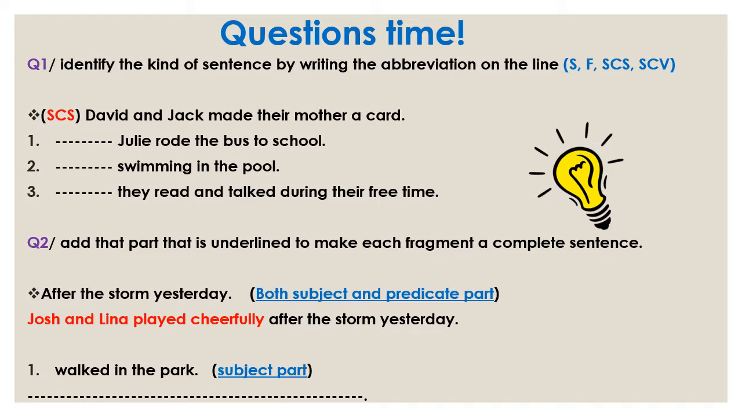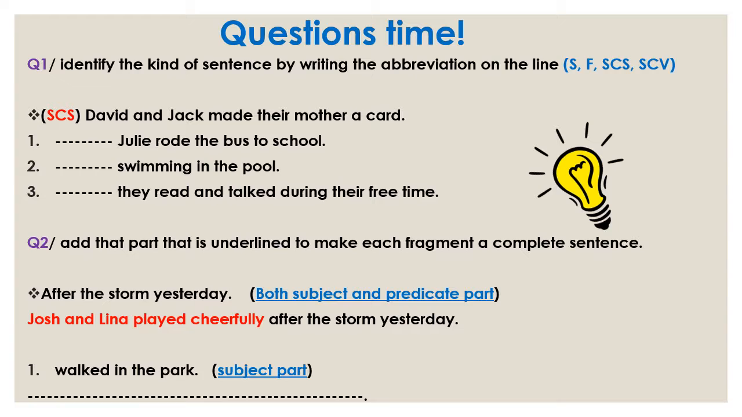Now you have to do the other 3, okay? Julie rode the bus to school, swimming in the pool. They read and talked during their free time. This is so easy, okay? All you have to do is put the kind of sentence in the blank. What kind of sentence is this? You have to pay attention very carefully. Now let's go to the other question.